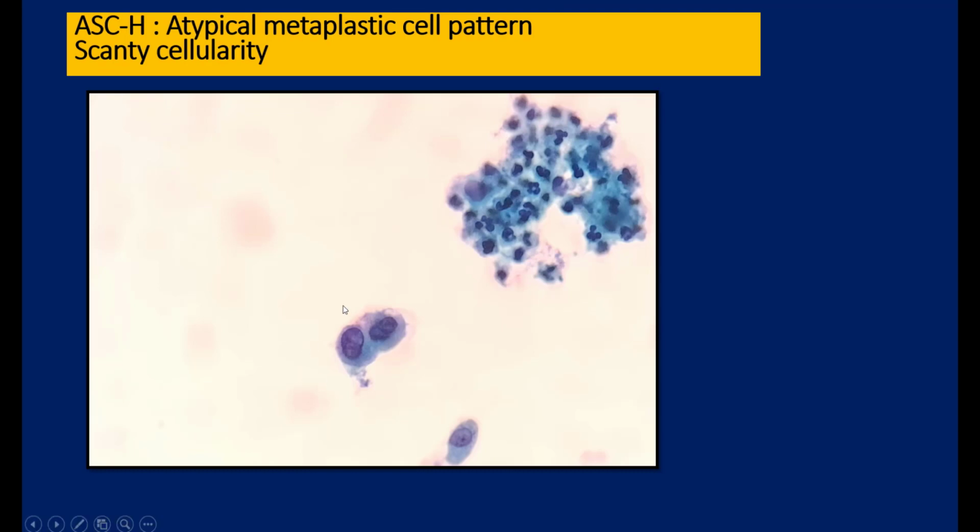Another situation where we call something ASC-H would be cells where the chromatin pattern and the nuclear irregularity would be otherwise enough to call it a high-grade cell. However, the number of cells is extremely few. Maybe you see one or two cells like that where we are not very certain. So we don't call it HSIL. We just stop short and call it ASC-H. So these are the situations where the number of cells is extremely few.